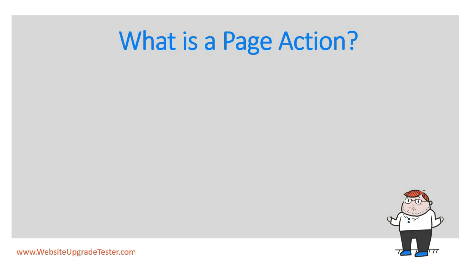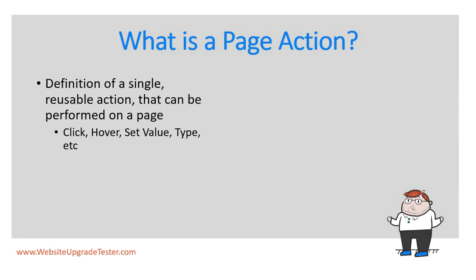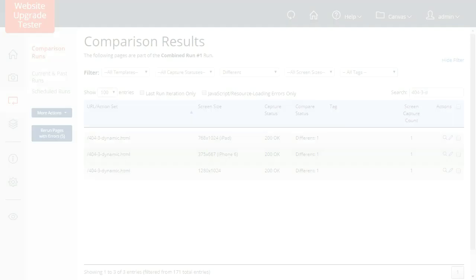As you learned in the first video, a page action is the definition of a single, reusable action that can be performed on a page. The tool provides several out-of-the-box actions such as click, hover, set field, etc. But you can also create your own, and that's what we'll do now.